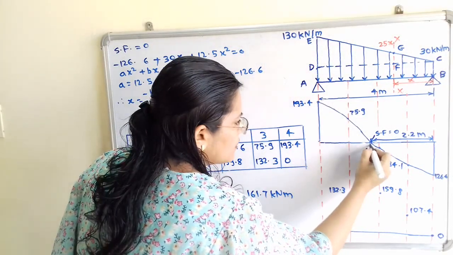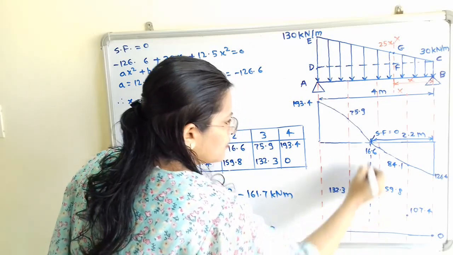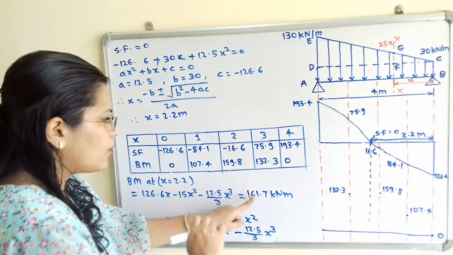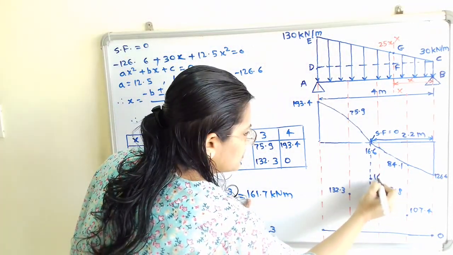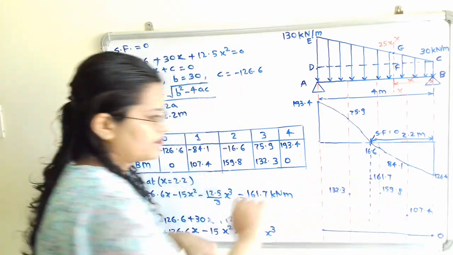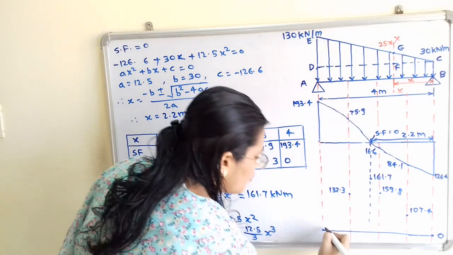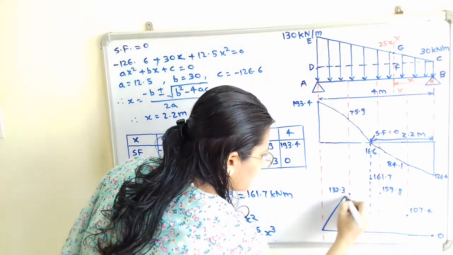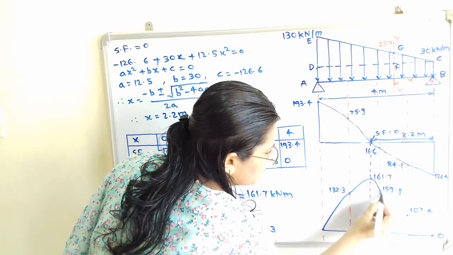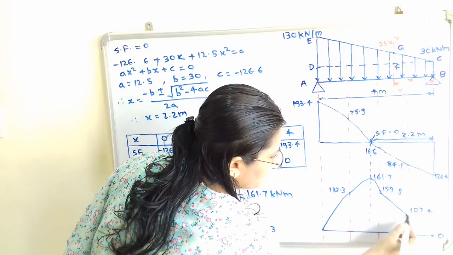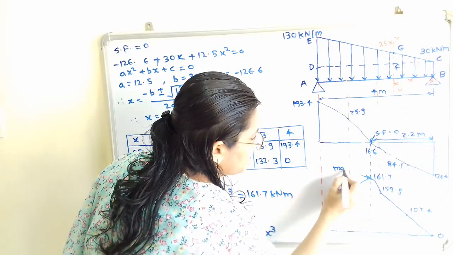Now we will plot this. So if we observe, here is the line we have to show, that is passing through this point, and now on this line we will put the value 161.7. Now we will connect all these points and we will complete the bending moment diagram. So this is the point with maximum bending moment.